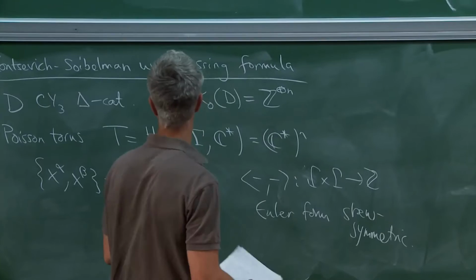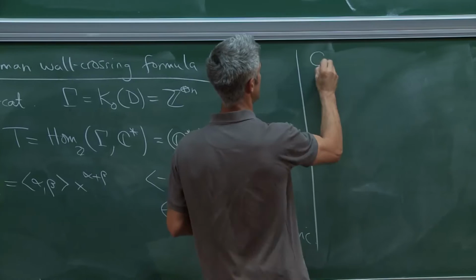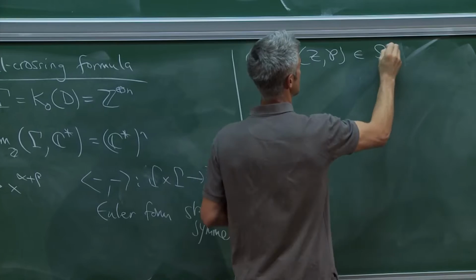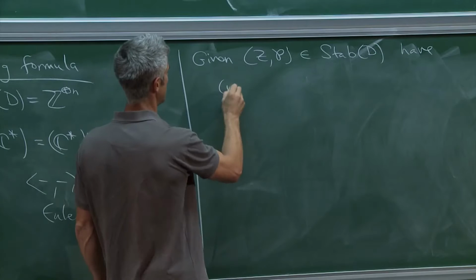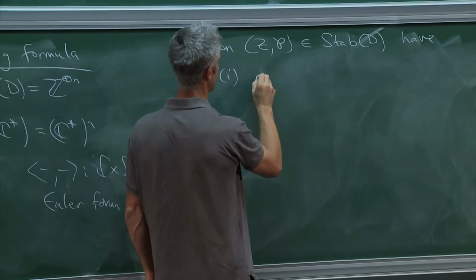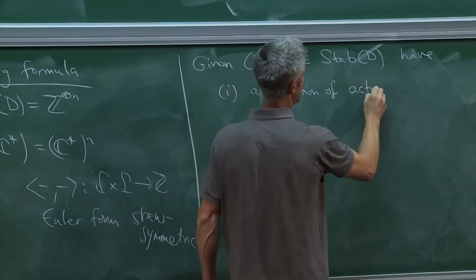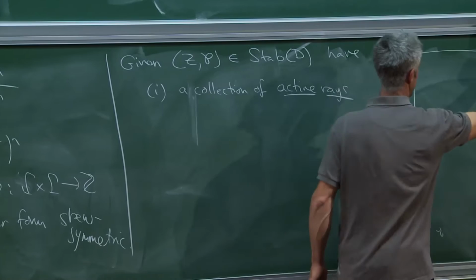Okay, so if we give me some stability condition now, we have the following data. So at each point of this complex manifold parameterizing your stability conditions, you have the following data: a collection of what I would call active rays. So I mean, this is going to be the picture. We sort of already have this picture.